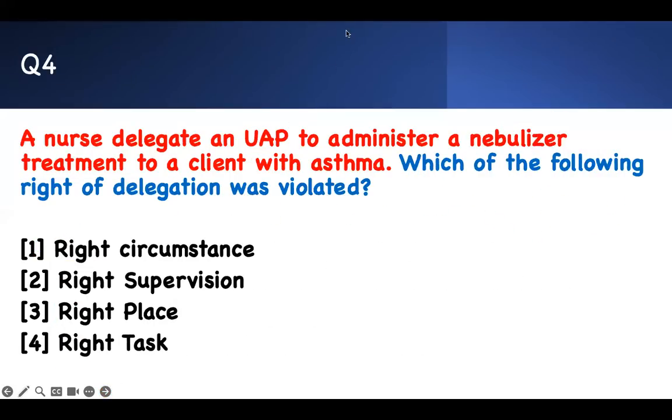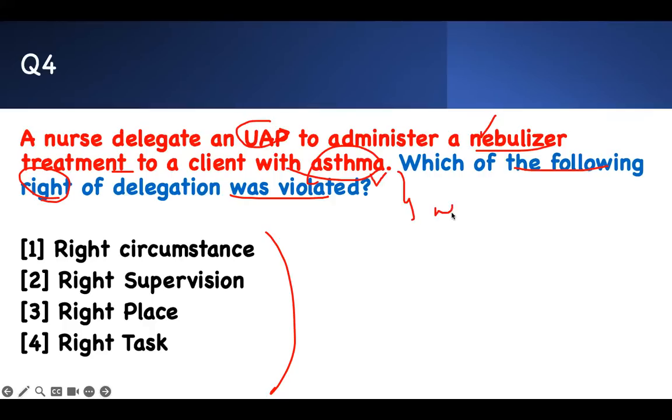Number 4. Same strategy, right? Which of the following rights of delegation was violated? Bringing you back to fundamentals. The nurse delegates a UAP to administer a nebulizer treatment to an asthma patient. Something should be ringing in your ear. A UAP giving a nebulizer to an asthma patient is inappropriate, right? It's inappropriate.